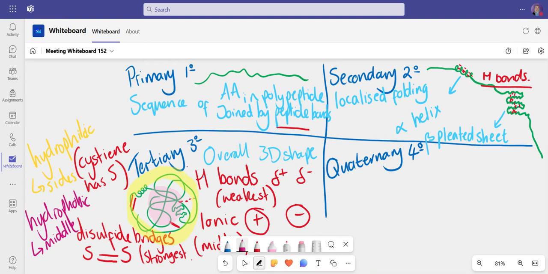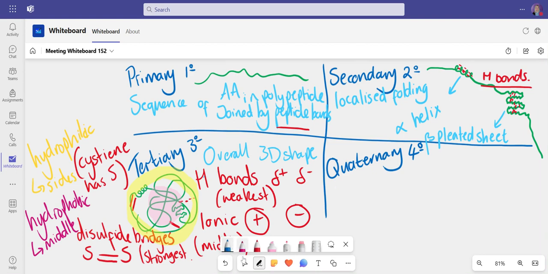Now, the reason it forms that shape is because of the order of the amino acids in the primary structure. So the sequence of amino acids in the primary structure means that the R groups are in specific places, and therefore the bonds all form in specific places, and the protein folds up into this specific 3D shape.